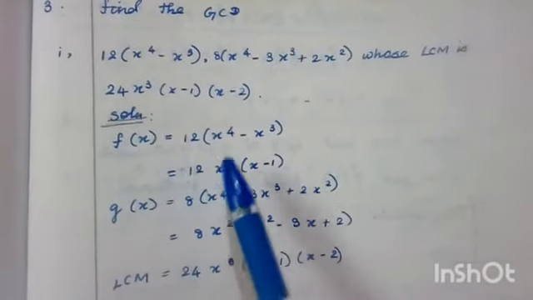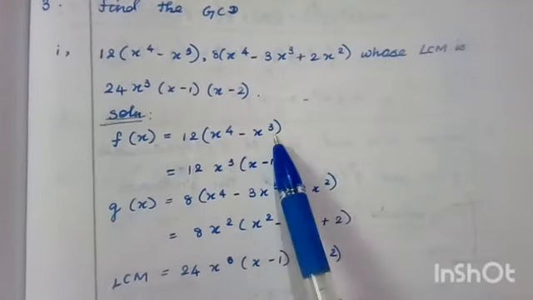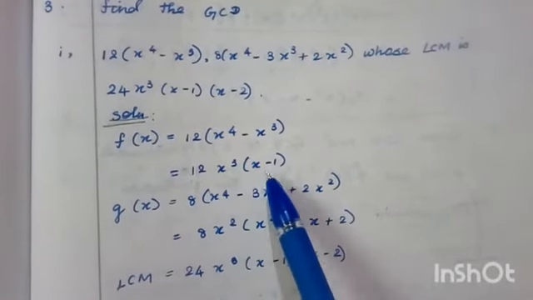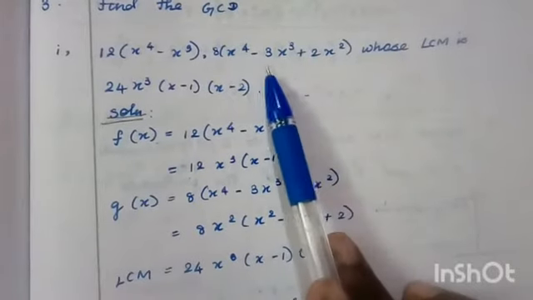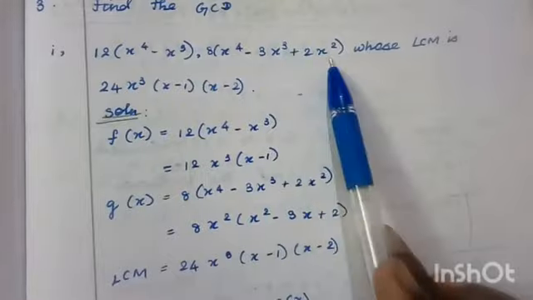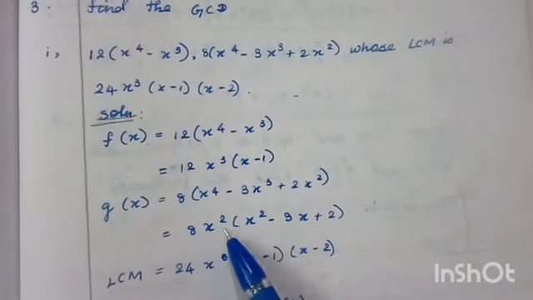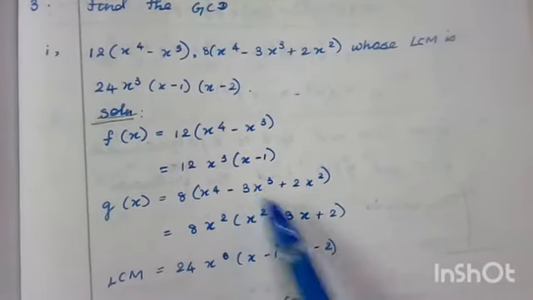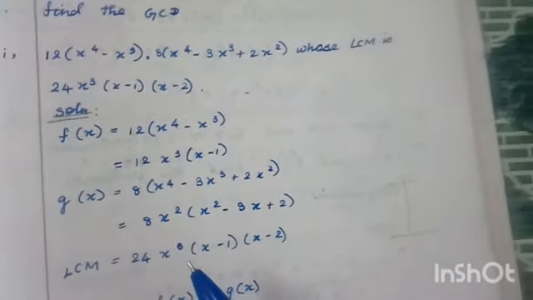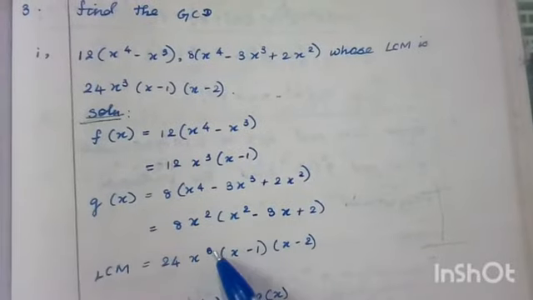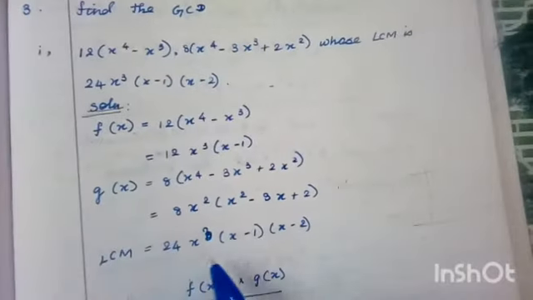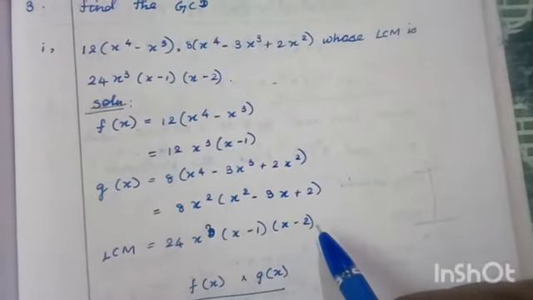First you have to write what things are given. For f of x, if common terms are there, you have to take them outside. Here x cube is common, so 12x cube into x minus 1. Then g of x is 8 into x power 4 minus 3x cube plus 2x square. x square is common, that x square you have to take outside. What remains is x square minus 3x plus 2. Their LCM is given as 24x cube into x minus 1 into x minus 2.